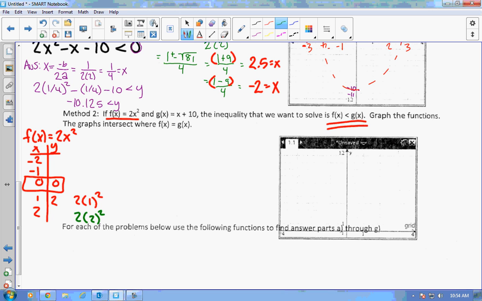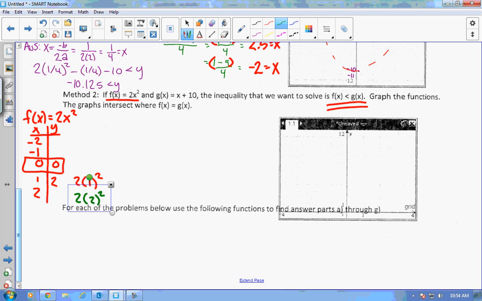We have to do exponents first. Okay, Sean, what's 2 squared? Times by the 2, we get 8. And because of symmetry, we know negative 1 will be a 2, and negative 2 will be 8, because of symmetry around the vertex. Okay, so let's graph those.